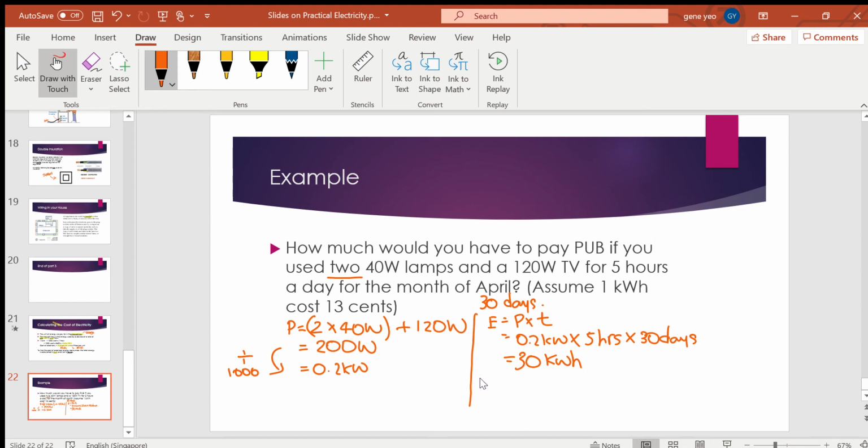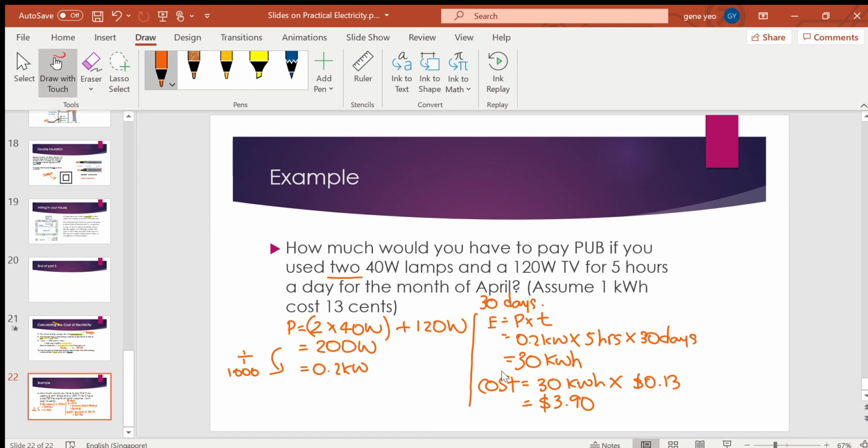Okay, so now to calculate the cost, I've got the units, which is 30 kilowatt hour, multiplied by the cost per unit, which is 13 cents. This will give me $3.90. Okay, so that's how you calculate from the power of the appliance and the time you use the appliance for, and this is how we calculate the cost of using it.